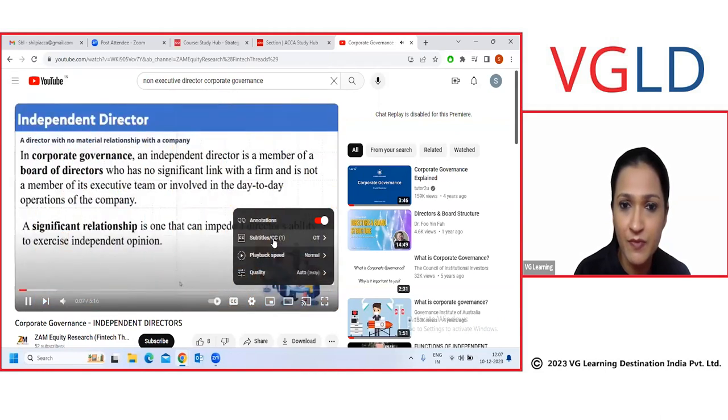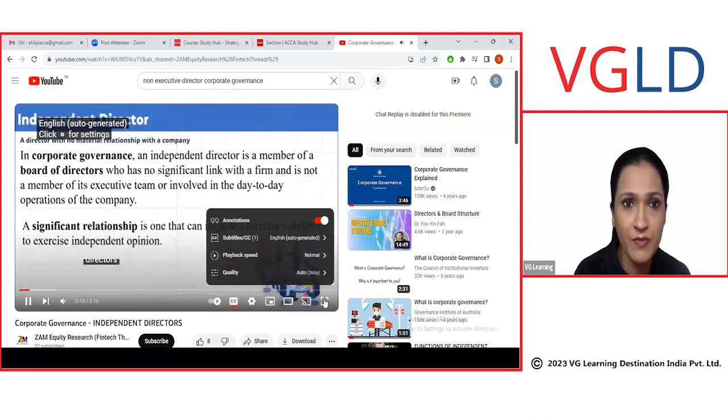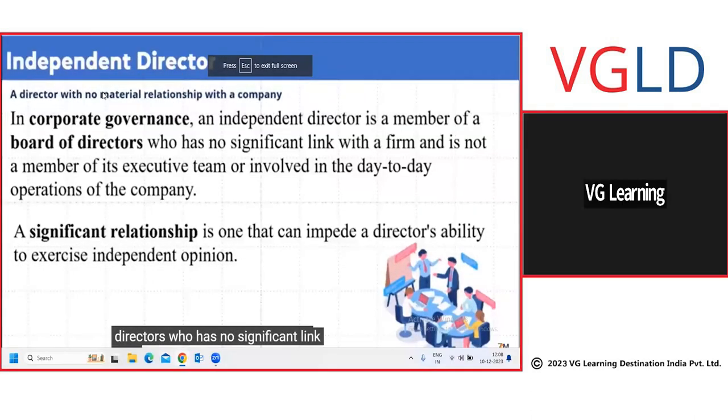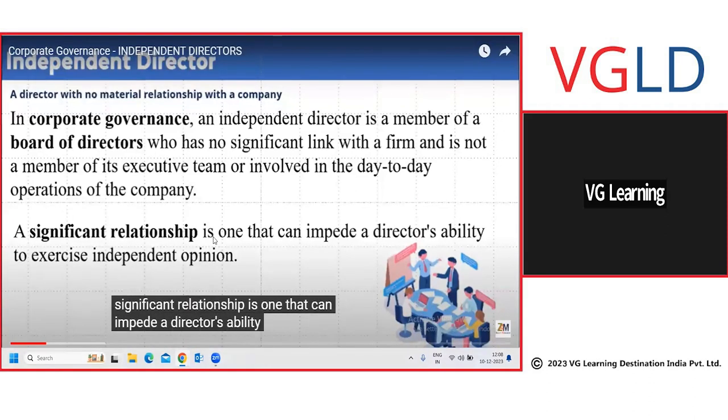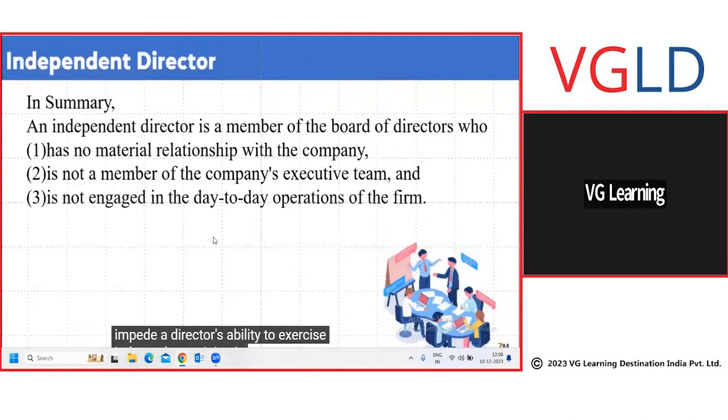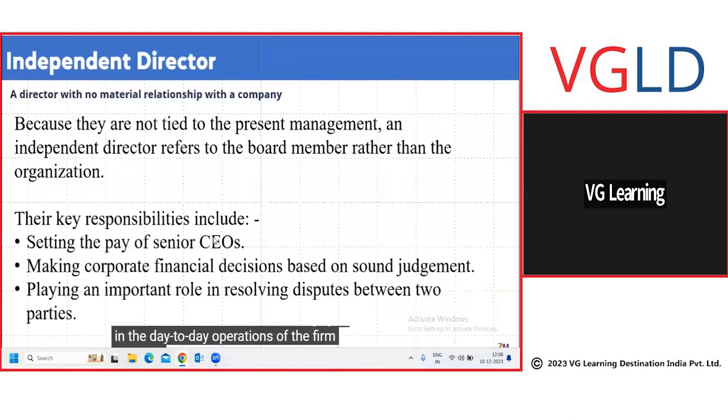In corporate governance, an independent director is a member of a board of directors who has no significant link with a firm and is not a member of its executive team or involved in the day-to-day operations of the company. A significant relationship is one that can impede a director's ability to exercise independent opinion. In summary, an independent director is a member of the board of directors who, 1, has no material relationship with the company, 2, is not a member of the company's executive team, and 3, is not engaged in the day-to-day operations of the firm. Because they are not tied to the present management, an independent director refers to the board member rather than the organization.